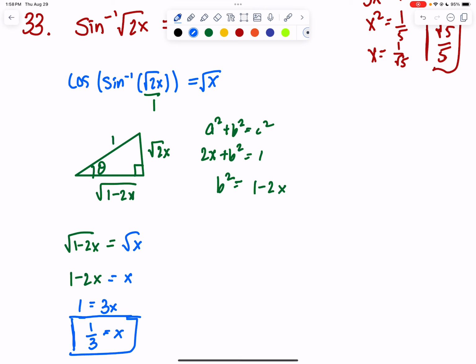All right, that being said, number 34 is another problem that is on your homework, which you need to do. So I'll be checking number 34 very carefully on your homework.